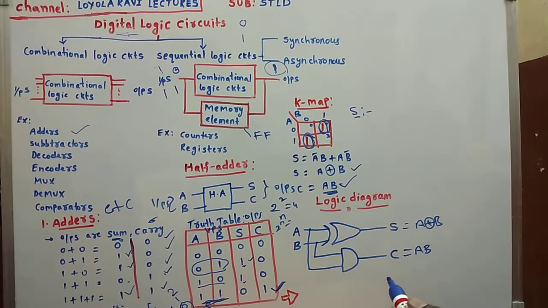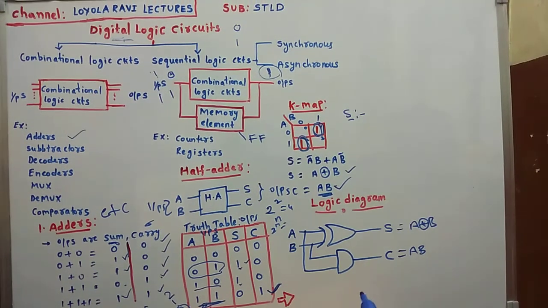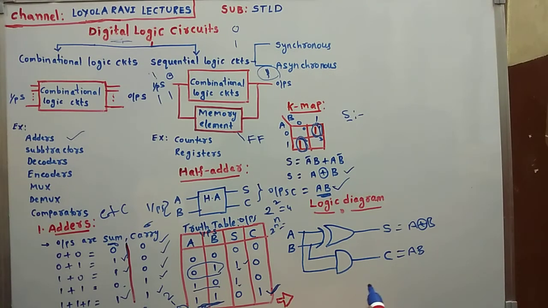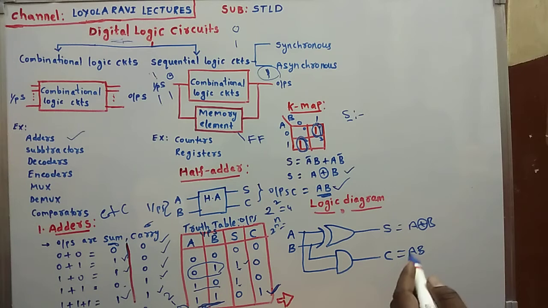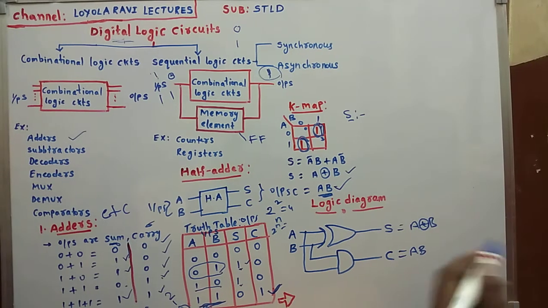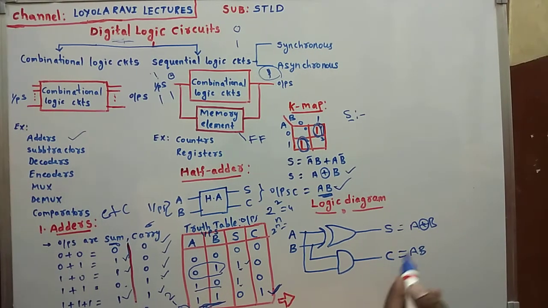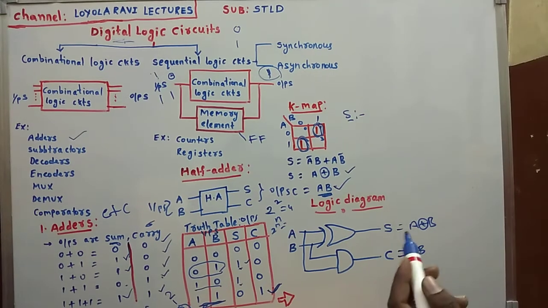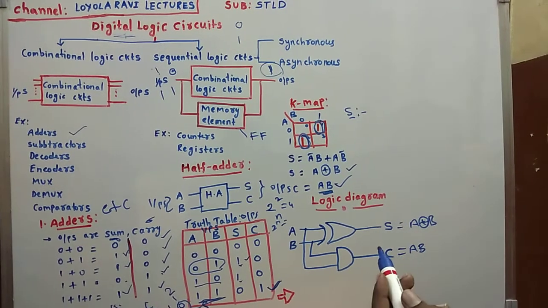The next class we will go for the full adder and implementation of full adder using half adders. That is the most important topic. Let us take this one as an introduction class for the combinational circuits. From the next class onwards, that is an important one, and implementation of full adder using the half adder, he may ask in the exams. That is very important.